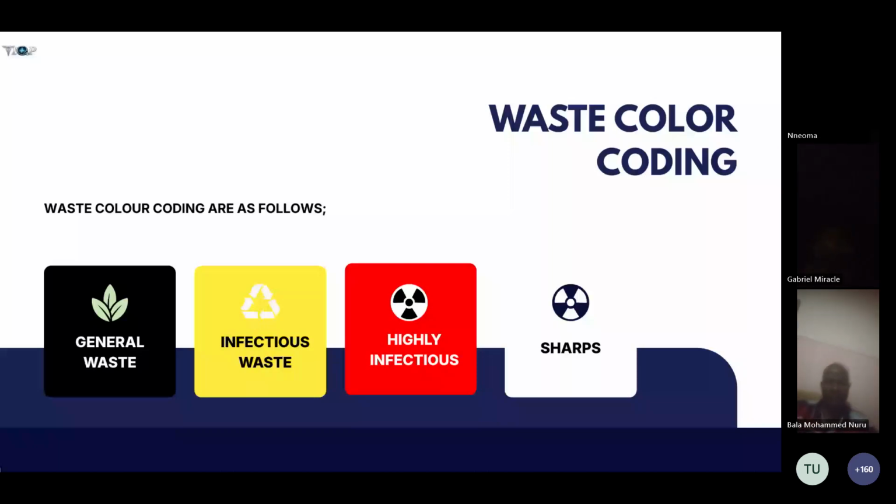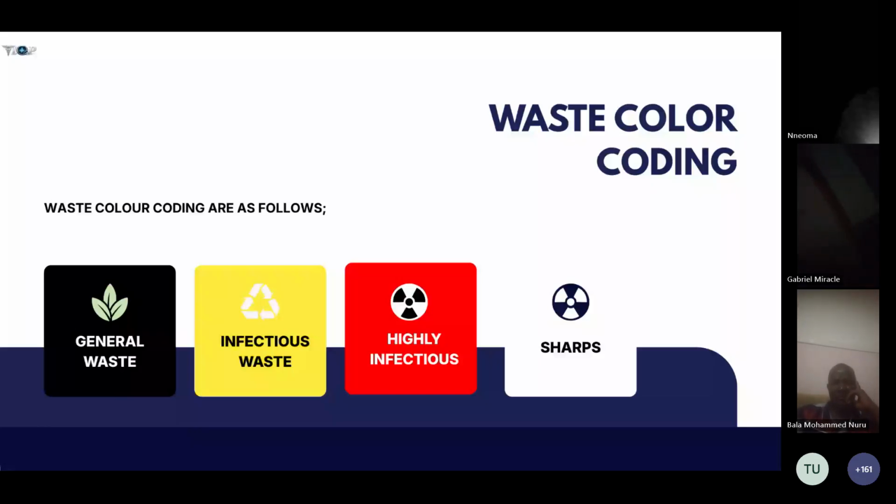Okay, now for waste color coding. The general waste is all these wrappers. Let's say you open a bandage, the wrapper goes into the general waste bin, and the general waste bin is always, usually, black in color, right?